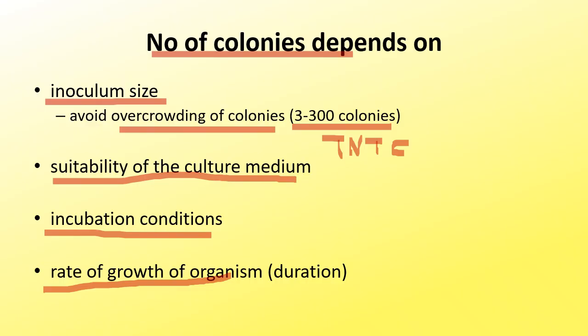E. coli is a fast grower. So generally, when you're doing a spread plate or pour plate for E. coli, you should be able to get the results in 18 to 24 hours. But on the other hand, let's say you're using a slow grower, so you may need to wait for like a month to see all the colonies.